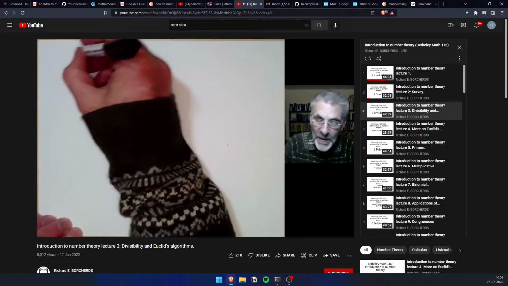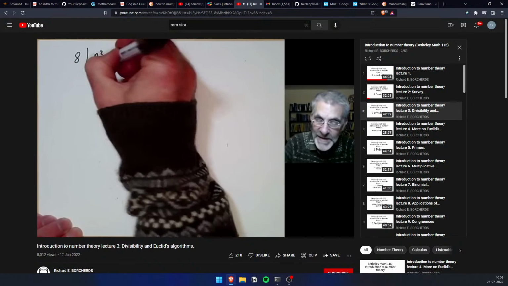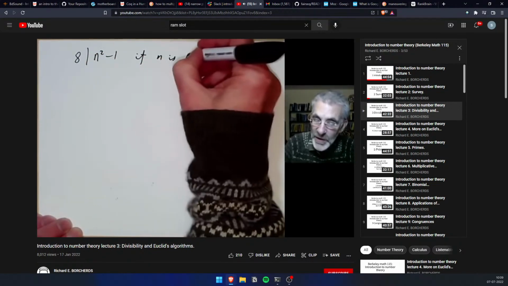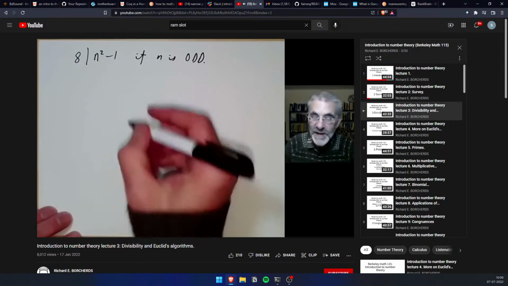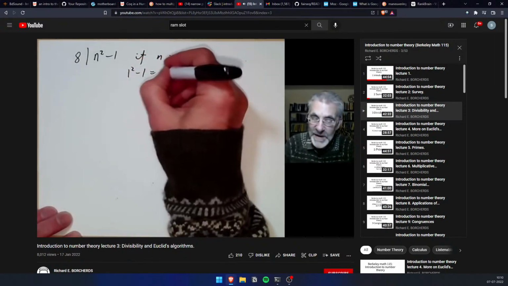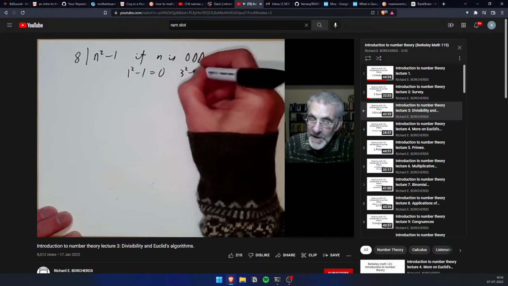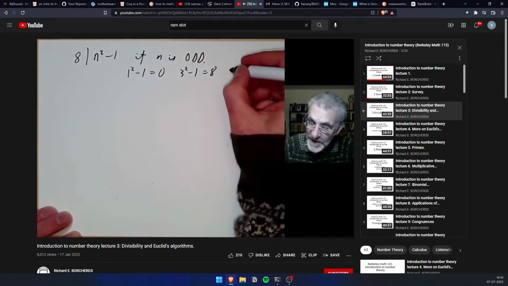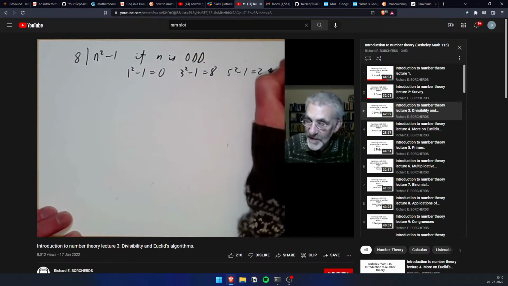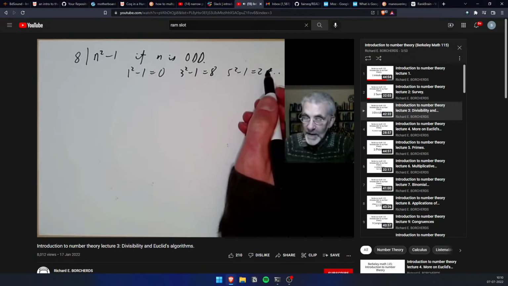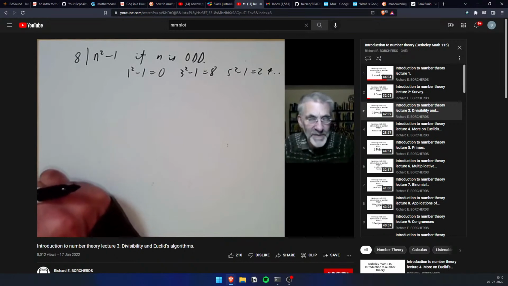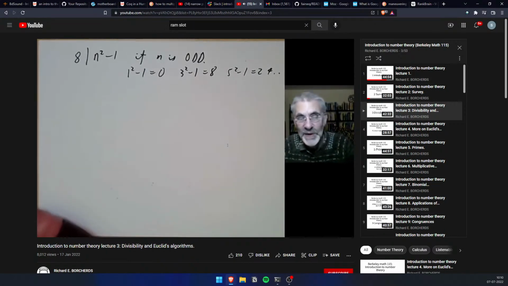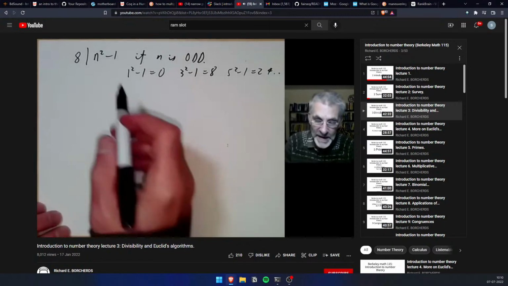Another example, we always have 8 divides n squared minus 1 if n is an odd integer. So let's start just by checking a few cases of this. 1 squared minus 1 is 0, that's certainly divisible by 8. 3 squared minus 1 is 8, again, obvious. 5 squared minus 1 is 24, and so on. So we can check the first 3 cases. It's always a good idea in number theory to check the first few cases of a theorem, just to see what's going on and to make sure you haven't made some sort of stupid error.